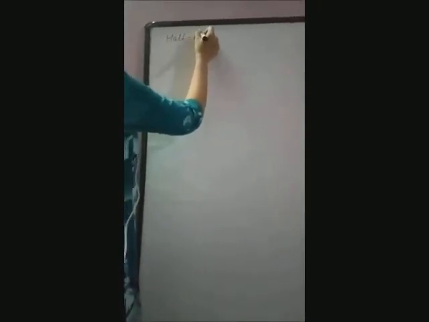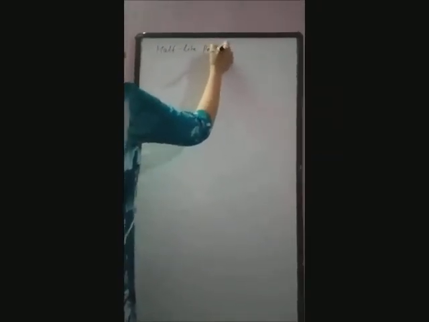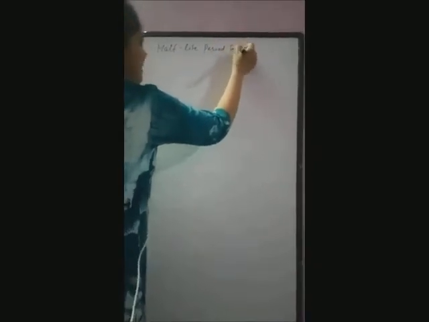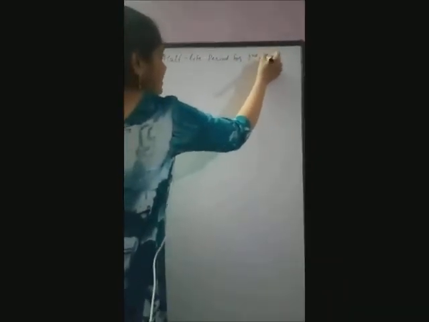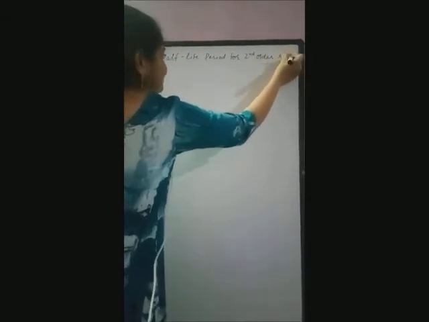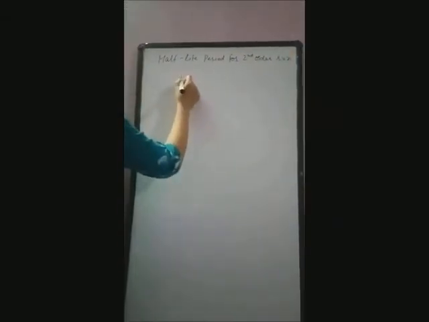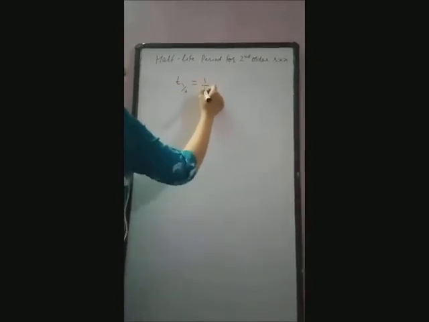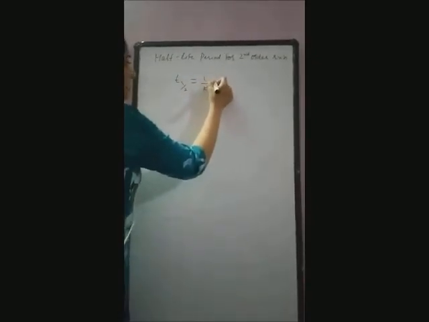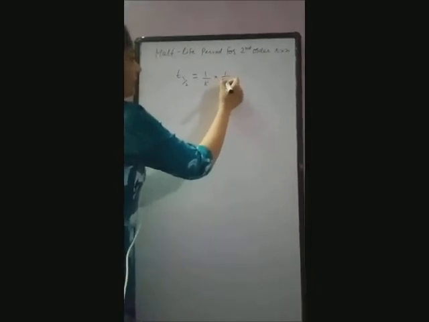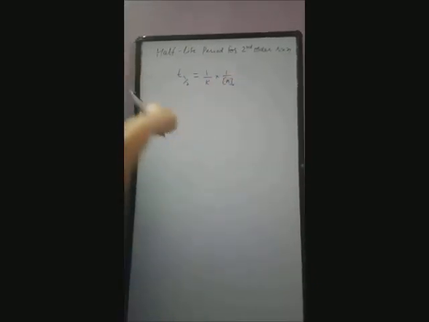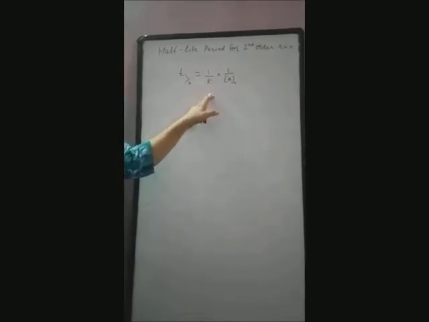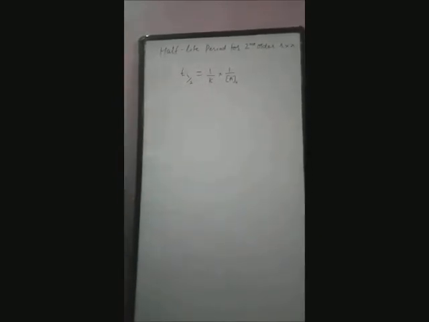Half-life period for second order reaction, that is T half, is equal to 1 by K into 1 upon initial concentration. This can be calculated in the similar way as in case of first order reaction.